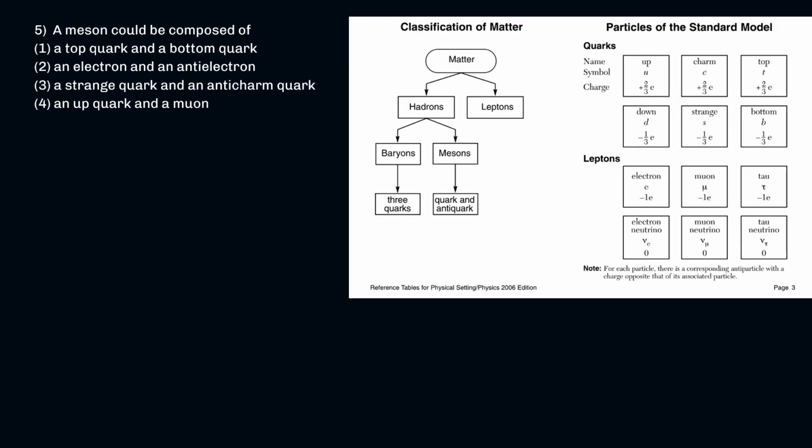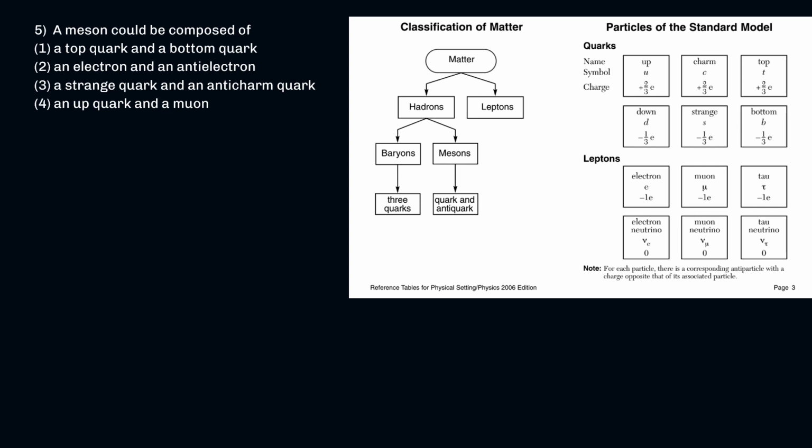All right, so example number 5: a meson could be composed of 1, a top quark and a bottom quark, 2, an electron and an anti-electron, 3, a strange quark and an anti-charm quark, and 4, an up quark and a muon. So again, I've brought out this part of the reference table. This is the third page in the reference table. If you don't have a reference table, again, it is in the description down below. It is very important for modern physics. A lot of the answers will come from either this or the energy level diagram above this in the reference table. For this one, it says that we have a meson.